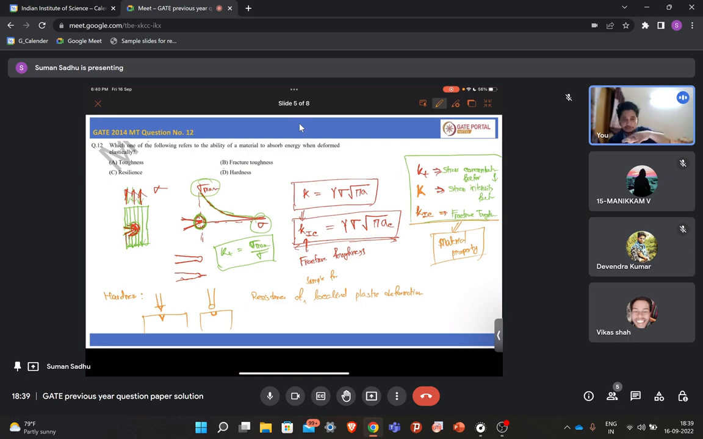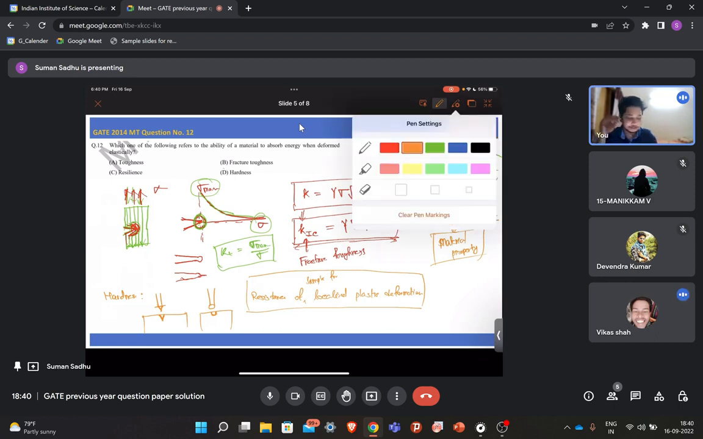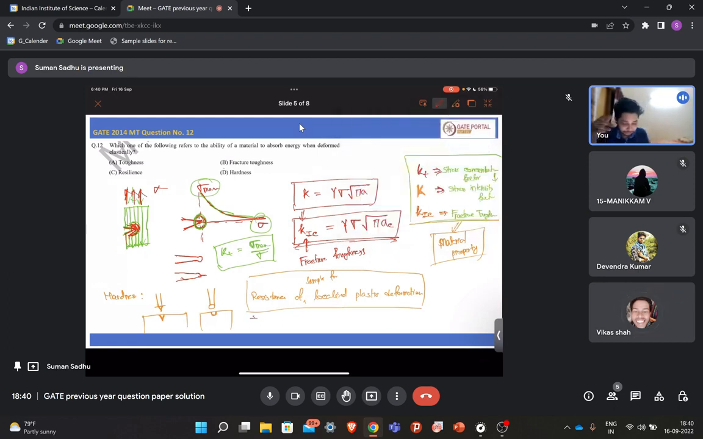So it is basically how much load you are applying, and because of that, what is the dimension of the indentation you are getting. So this ratio gives you the hardness. So hardness in the physical sense is basically the resistance of your sample for the localized plastic deformation. Now this plastic deformation you can give in various ways, like one is the indentation, another is also the scratch.